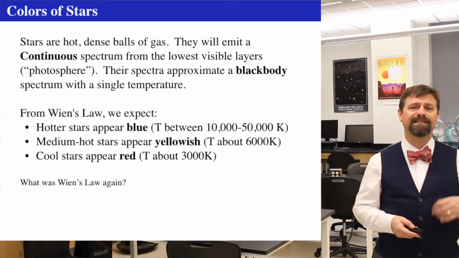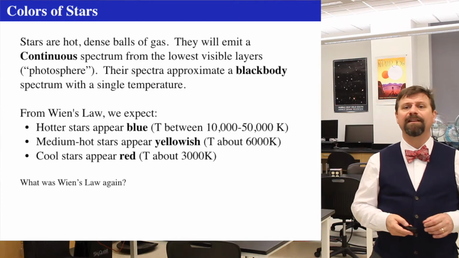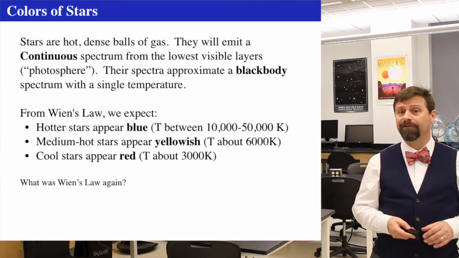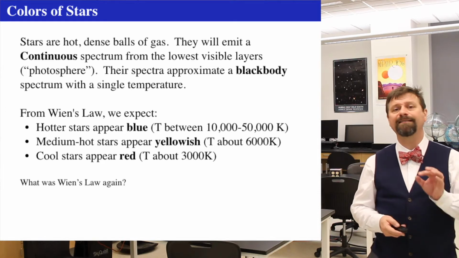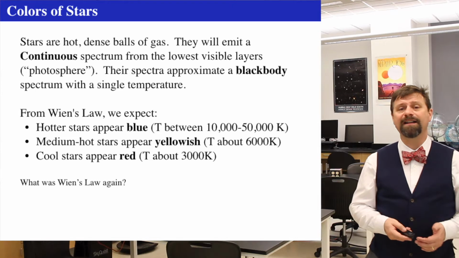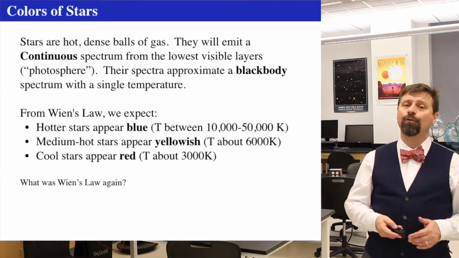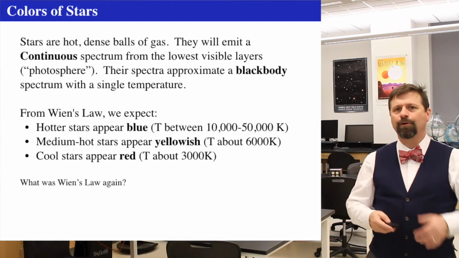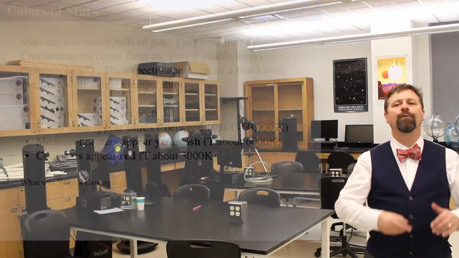Now, if a star has a black body spectrum, then from Wien's law, which we talked about some time ago in another video, we expect that hot stars appear blue and bright, medium hot stars will appear yellowish, and cooler stars will appear red. So, well, let's go look. We'll go back and look at Wien's law. So what the heck was Wien's law?